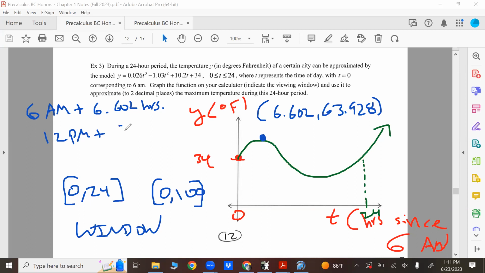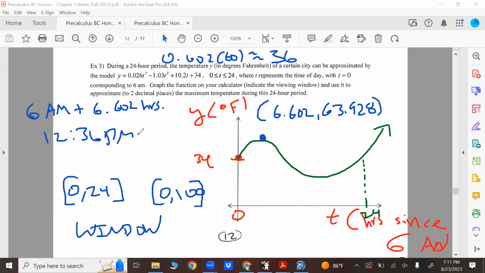Plus some minutes. How would I figure that out? Times 60, right? Which I think I have in my notes as about roughly 36. So about 12:36 p.m. That's when you hit the high point.